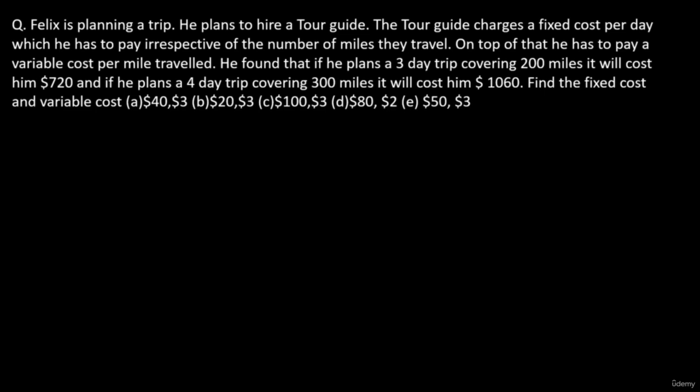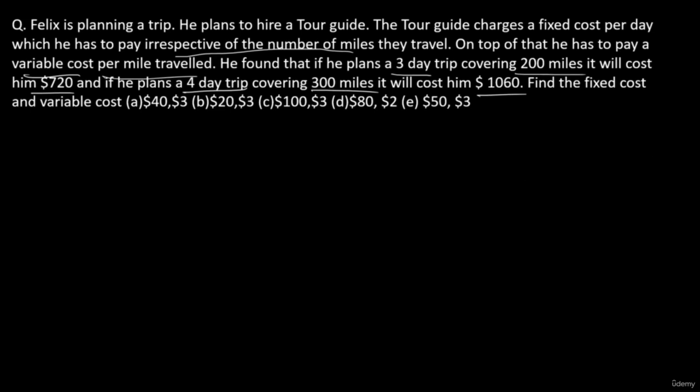Let's do this question. Felix is planning a trip. He plans to hire a tour guide. The tour guide charges a fixed cost per day which he has to pay irrespective of the number of miles they travel. On top of that, he has to pay a variable cost per mile traveled. He found that if he plans a 3-day trip covering 200 miles, it will cost him $720. And if he plans a 4-day trip covering 300 miles, it will cost him $1,060. Find the fixed and variable cost.